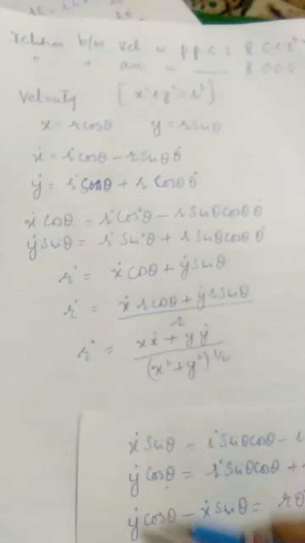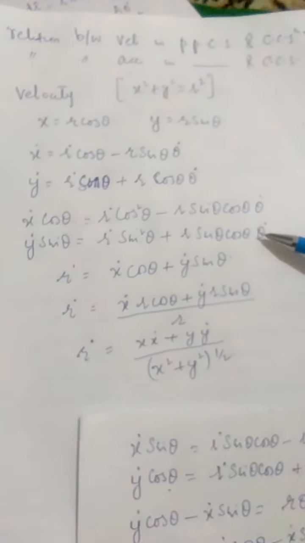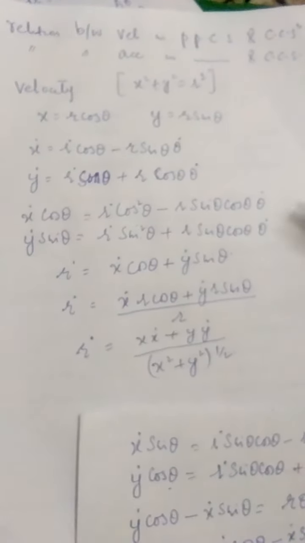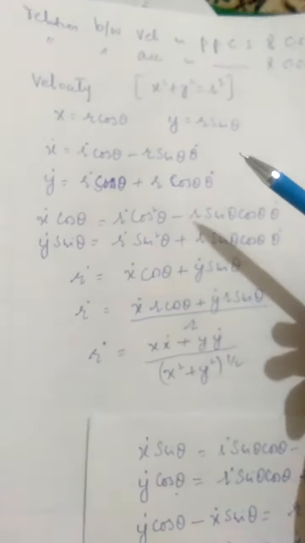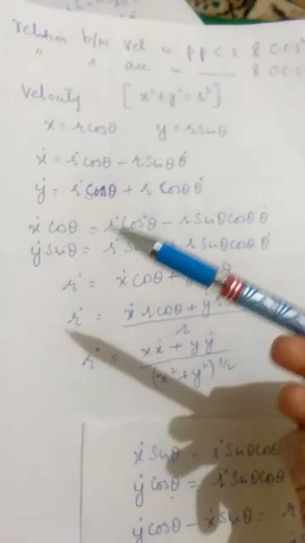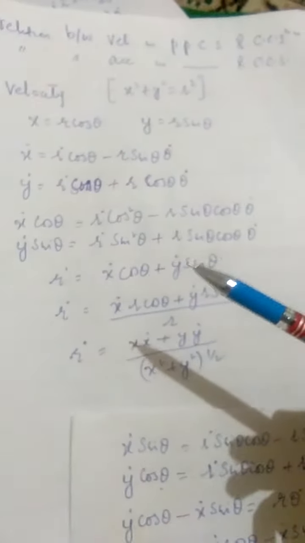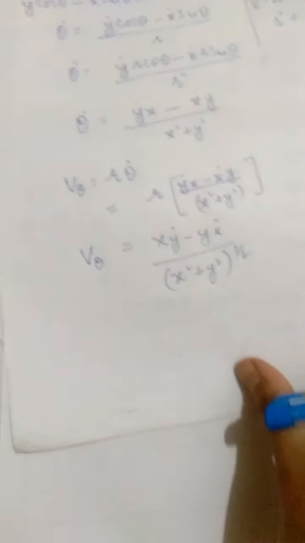Then in the same manner, what we have done here is that you will multiply this equation by cos theta and this by sin theta and add them up. In the next step, you will multiply this by cos theta and this by sin theta and subtract them. So you will get the relation between the acceleration of a particle in the plane polar coordinate system and that in the Cartesian coordinate system. So obviously we are going to obtain a similar result. That is this.